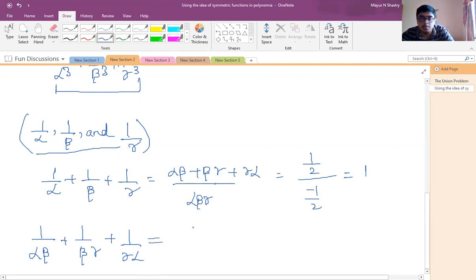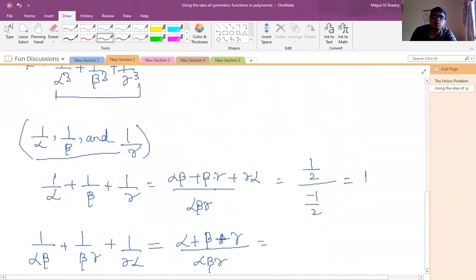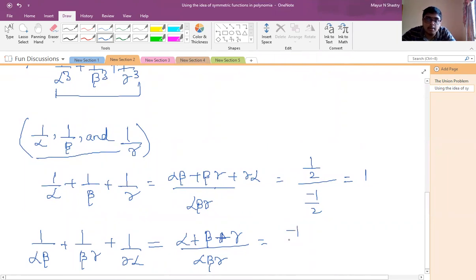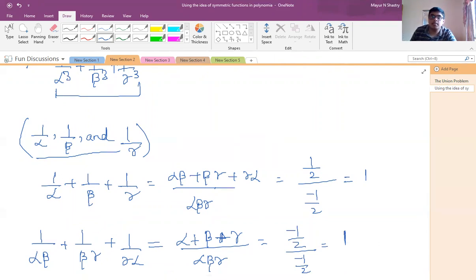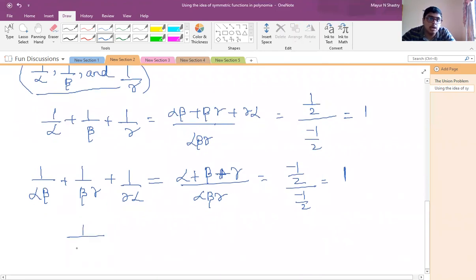So once you take the LCM, you'll get alpha plus beta plus gamma divided by alpha beta gamma. We see alpha plus beta plus gamma is negative 1 by 2, and again even alpha beta gamma is negative 1 by 2. That's going to give you 1. It is the product of the roots. The product of the roots, that is 1 by alpha beta gamma, the product is negative 1 by 2, so this becomes minus 2.